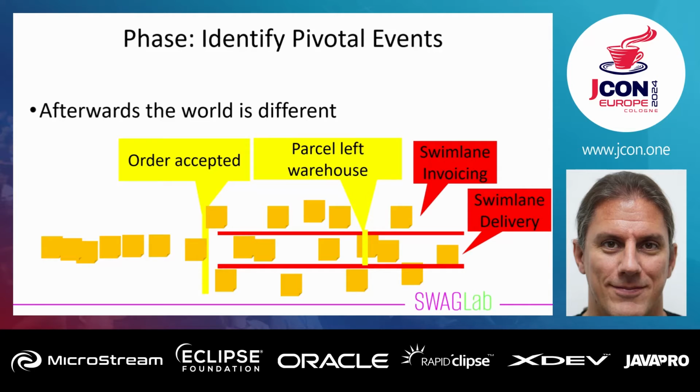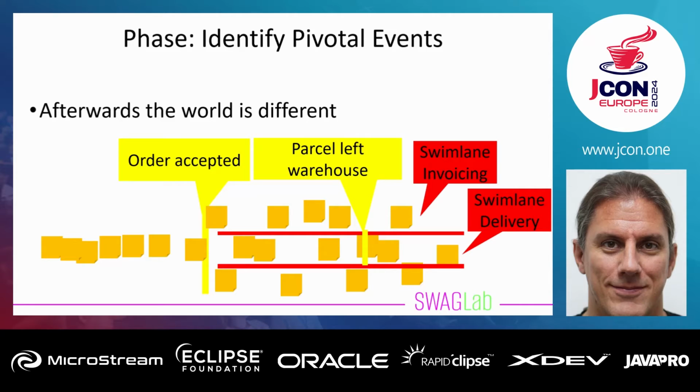And here is another pivotal event. So if the parcel left the warehouse, then there is no way to keep it back, right? Because at that point, DHL or whoever is responsible for delivering the parcel will eventually deliver it. So there are certain things that you can't do anymore, right? I mean, there is no way to say, okay, this is not going to leave our warehouse.